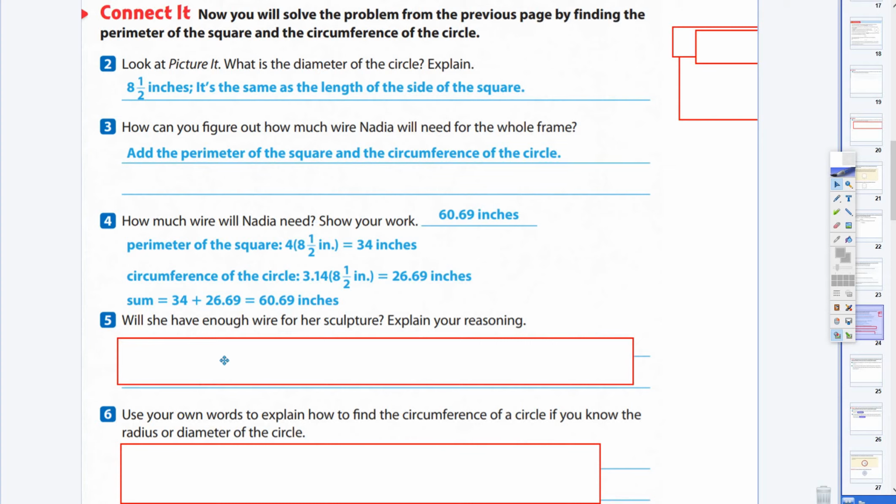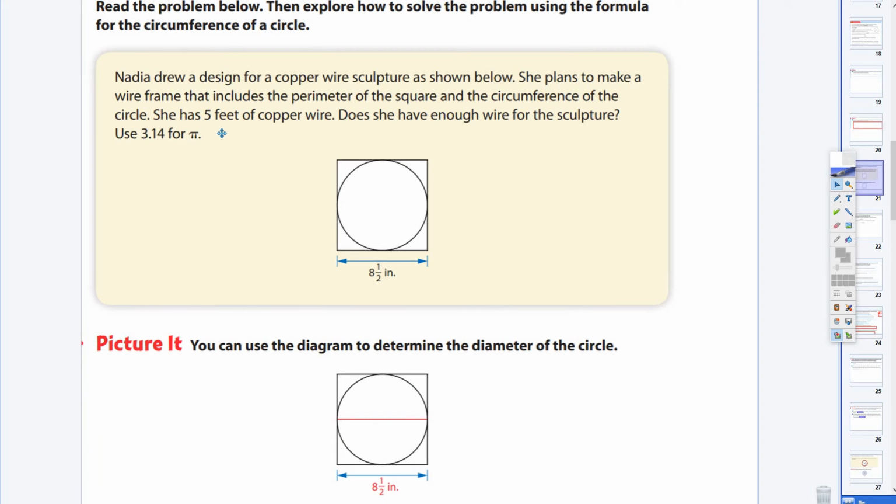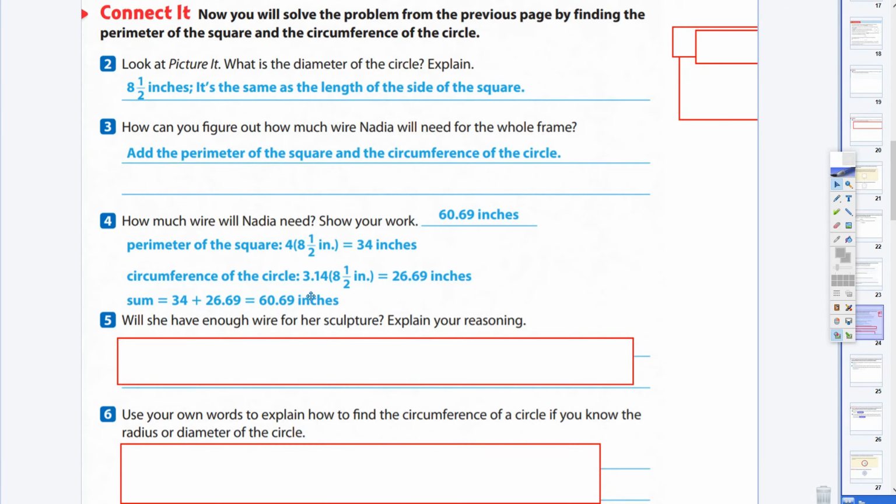Number 5, will she have enough wire for the sculpture? Remember how much wire she has. Okay, 5 feet of copper wire. So this is kind of tricky. Think about that for a sec. She has 5 feet of copper wire. They're talking about feet here. And over here, we're given inches. So think about that.